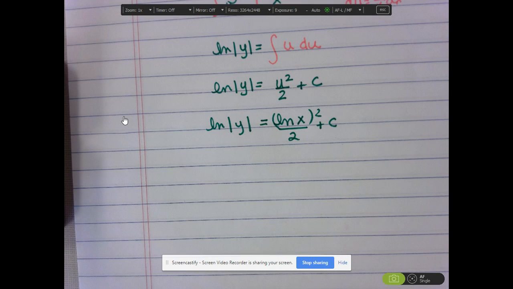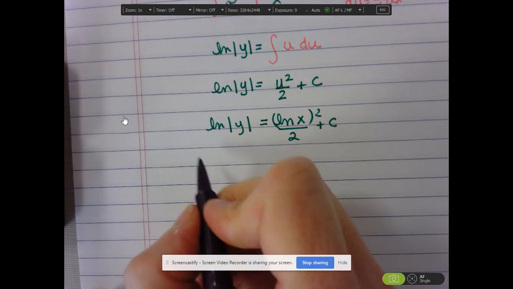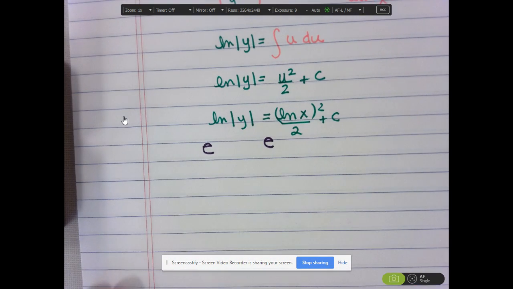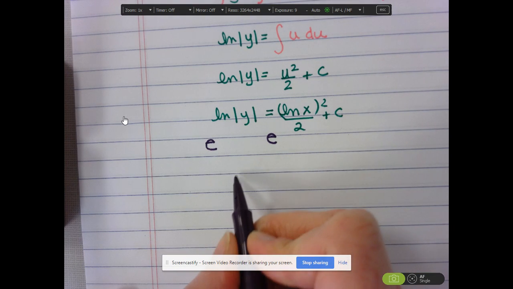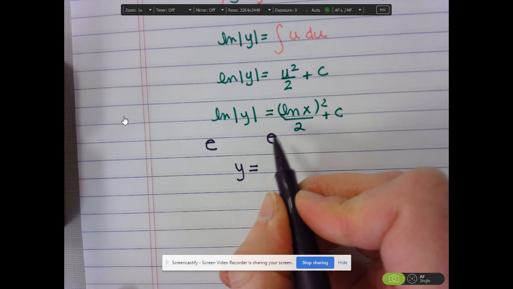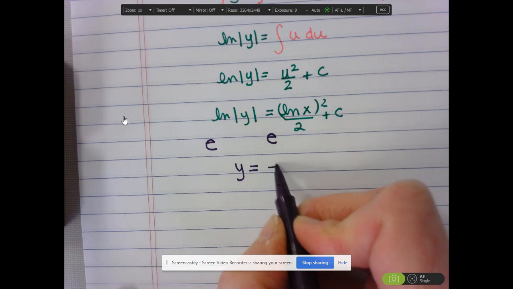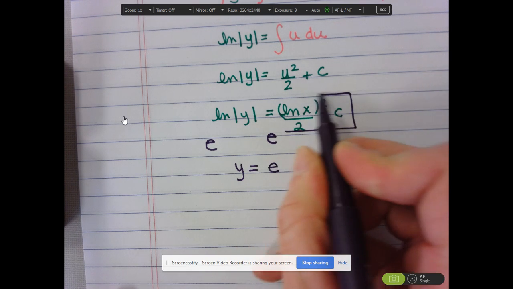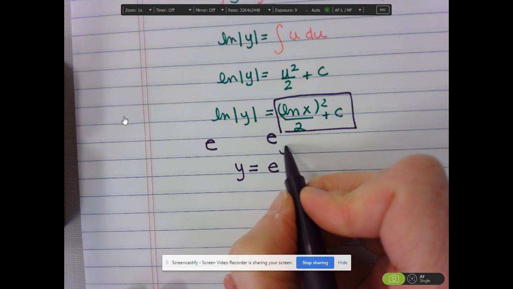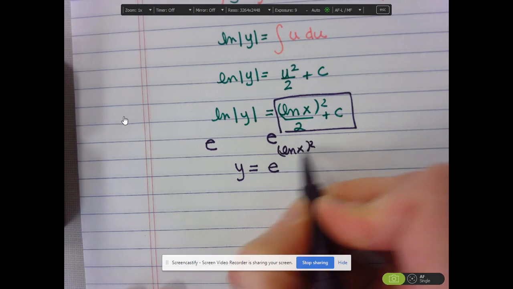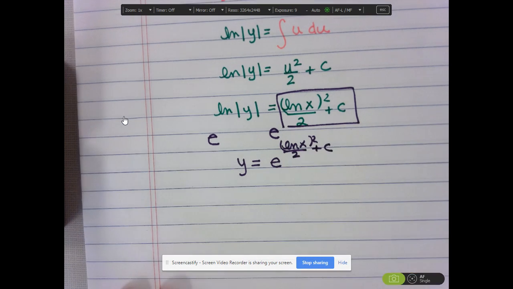I want to get y by its little lonesome self. So how am I going to do that? E. And here's where we're still a little bit confused. E to the ln of y becomes y. E to the ln of this becomes e to the ln of all of this, not just the ln squared divided by 2 with the plus c off by itself. No. It becomes e to the ln of x squared over 2 plus c. That plus c is part of the exponent.